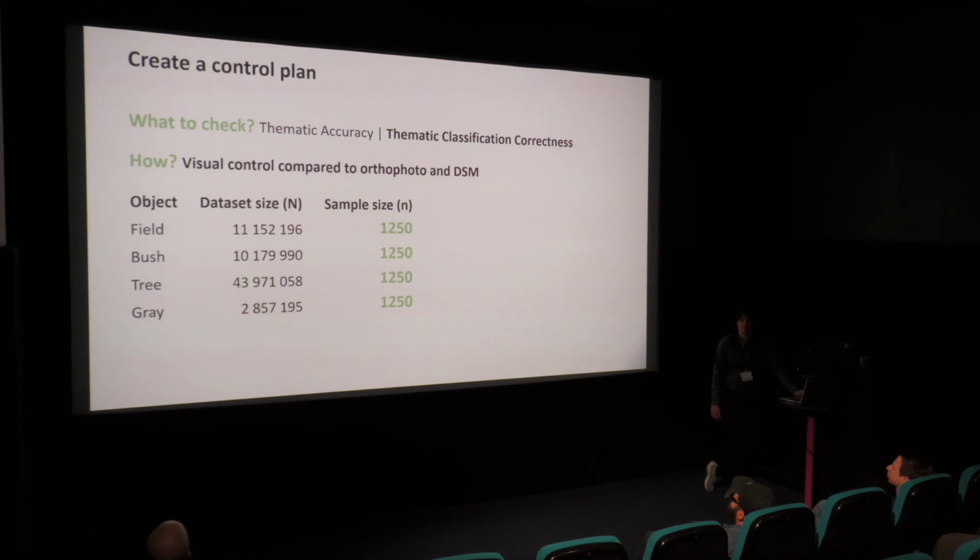And then the fun part begins. Then we have to check and evaluate 4 times 1250 polygons. And then the comparison resulted in statistics showing the percentage of wrong classification.